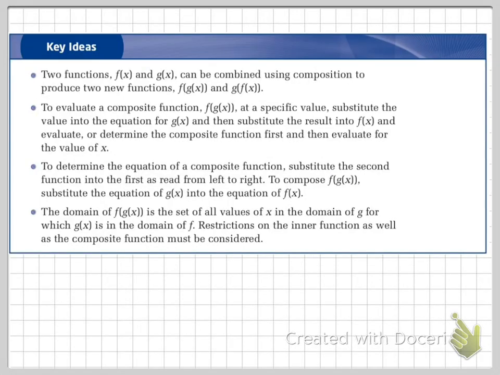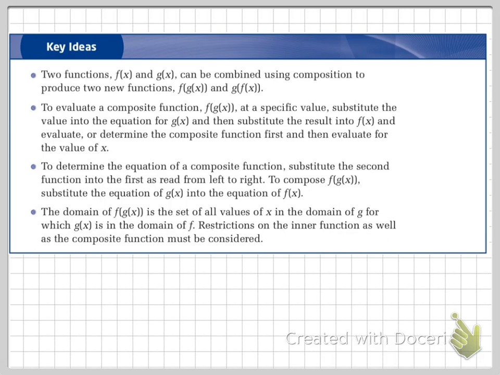So in review, here are our key ideas. Two functions, f of x and g of x, can be combined using composition to produce two new functions, f of g of x and g of f of x. To evaluate a composite function, f of g of x at a specific value, substitute the value into the equation for g of x first, and then substitute the result of that into f of x and evaluate it. Or determine the composite function first and then evaluate for the value of x, algebraically.